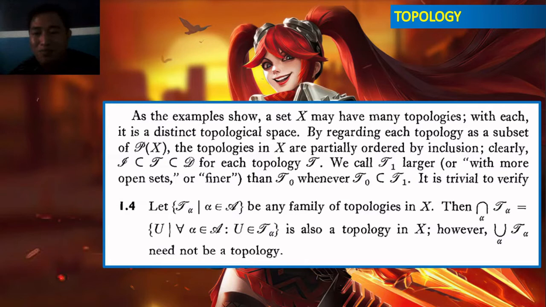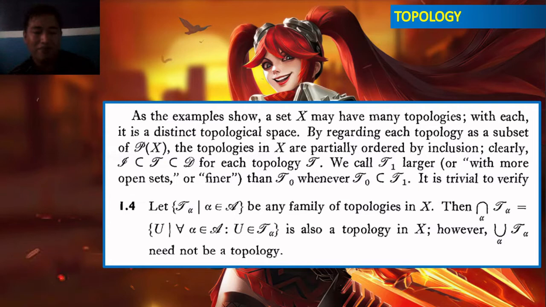Then, by regarding each topology as a subset of the power set of X, since topologies are subsets of the power set of X, the topologies on X are partially ordered by inclusion. So clearly, script I, the indiscrete topology, contains just the empty set and X. Remember, this is the smallest topology. It is a subset of tau. Then it is a subset of script D, which is the largest. This is the power set of X. For each topology, we call tau sub 1 larger, or with more open sets, or finer than tau sub 0 whenever tau sub 0 is a subset of tau sub 1. Okay? It is trivial to verify.